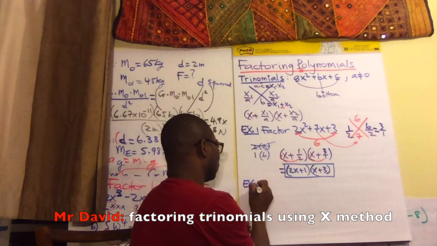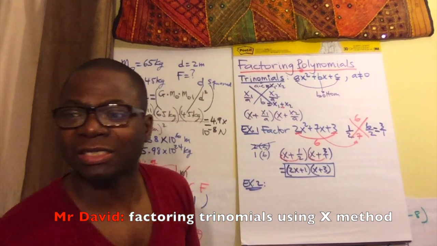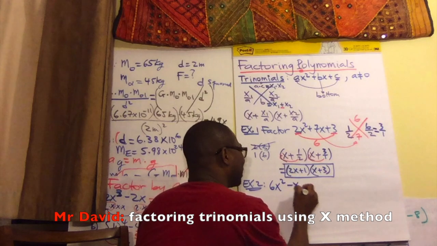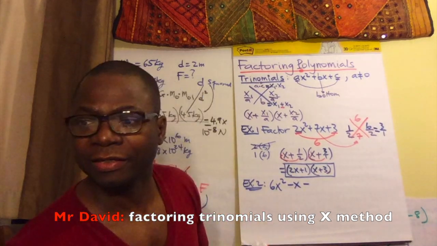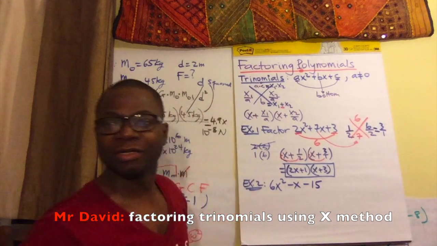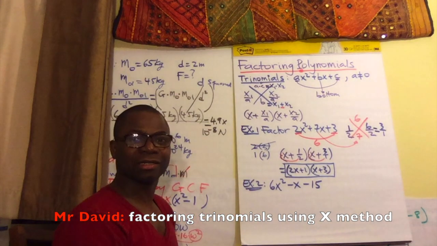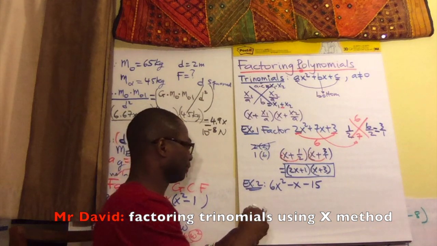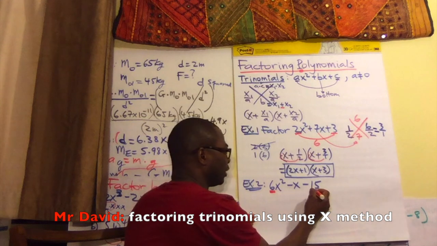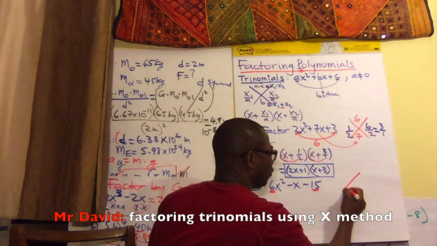Example 2. We're going to factor 6x squared minus x minus 15. It's a big number. 6x squared minus x minus 15. All right. What is our A? Our A is 6. Our C is negative 15. Okay, so be careful with the negative sign.